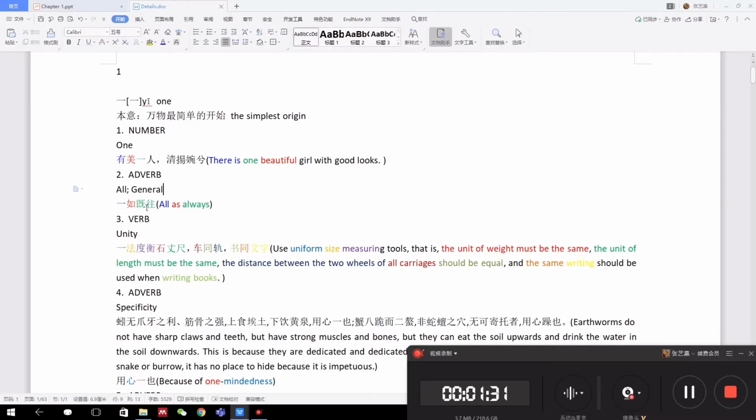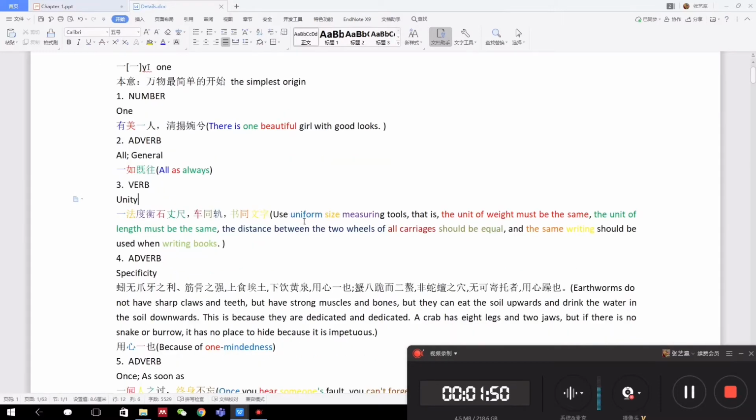The third meaning is unity. For example, 依法度衡代账，车同轨，书同文字. Use uniform size measuring tools. That is, the unit of weight must be the same. The unit of length must be the same. The distance between two wheels of all carriages should be equal, and the same writing should be used when writing books.